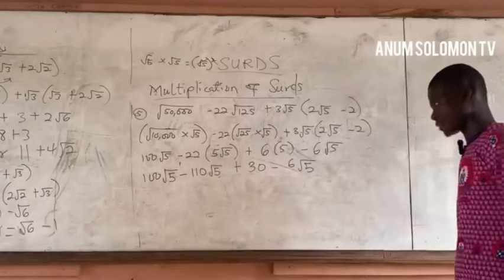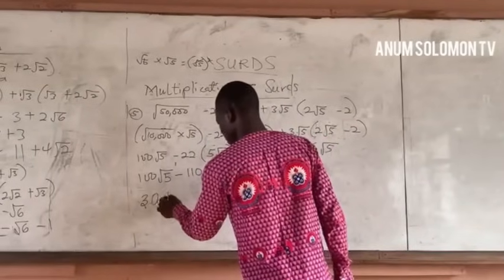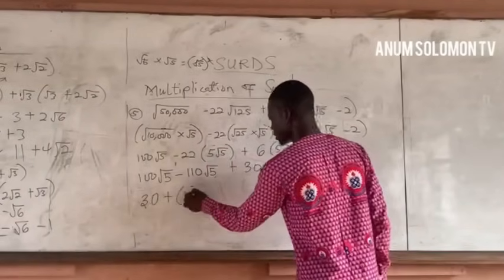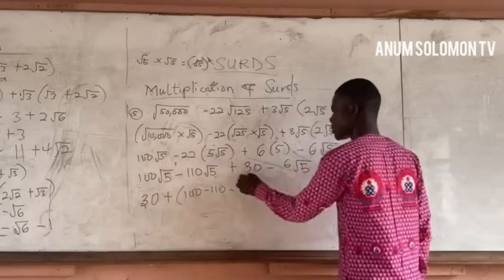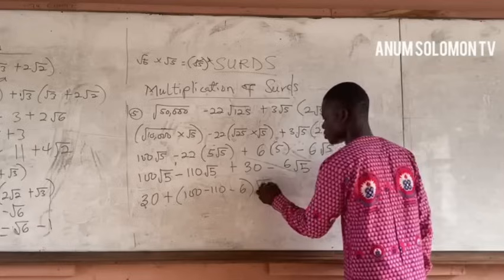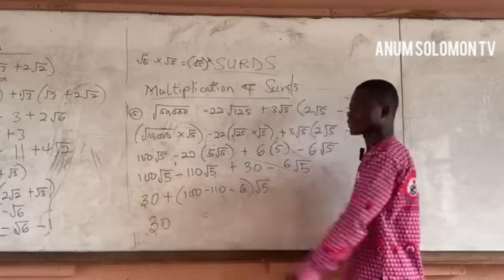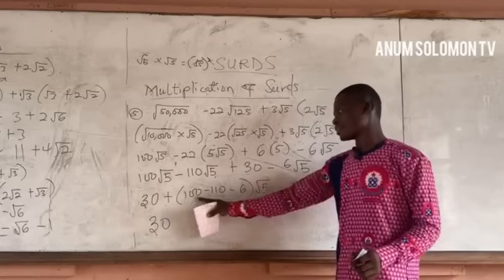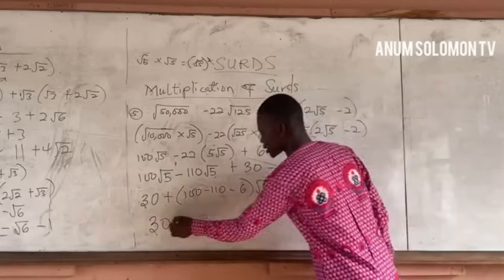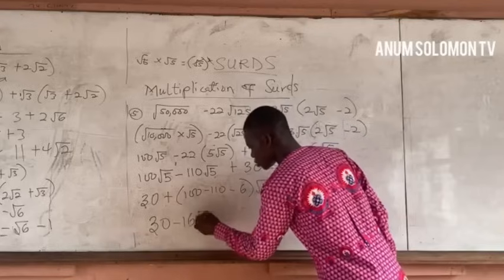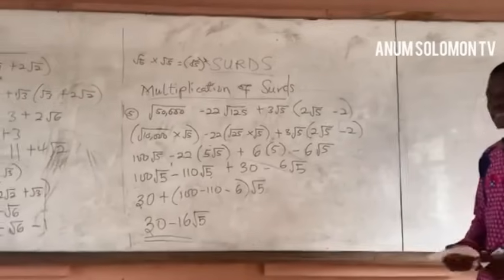Now let's check root 5, root 5, root 5. They are like surds. So now let's take our time. So we have our 30 plus the 100 minus 110 minus 6 all root of what? 5. You're going to get 30, 100 minus 110 is negative 10. Minus 10 minus 6 is negative of what? 16 root of 5. And on this note, this is how to solve this problem.